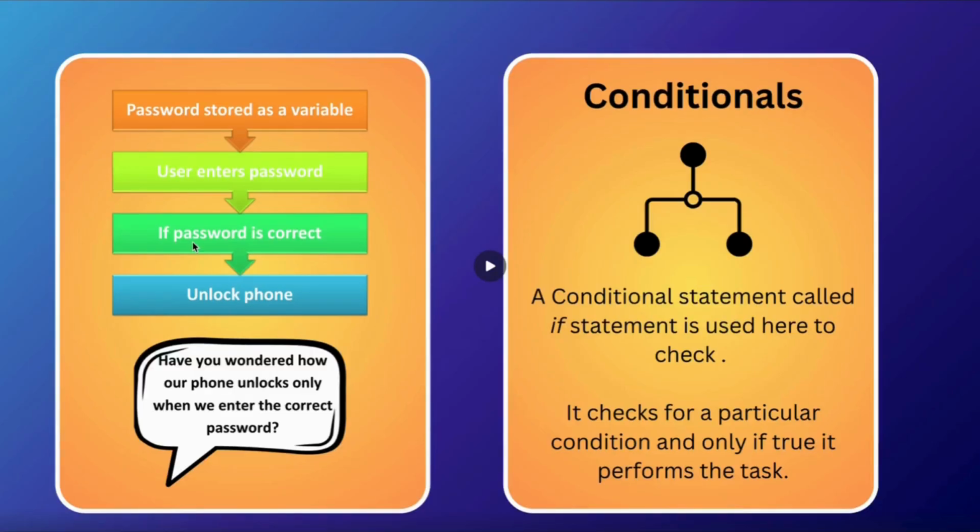So over here, if you notice, we are using a conditional statement, which is the if statement. Conditionals are nothing but they check for a particular condition, and only if it is true, then it performs a particular task. Like over here, it checks if the password that is entered is correct, and only if it is correct, then it unlocks the phone. So one of the most common types of conditional we will use is the if statement. Of course, there are many other conditionals which we will learn in the future, but for the fading light LED, we will be using the if statement.